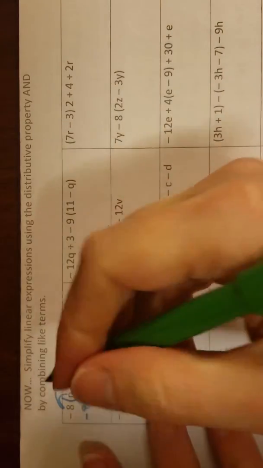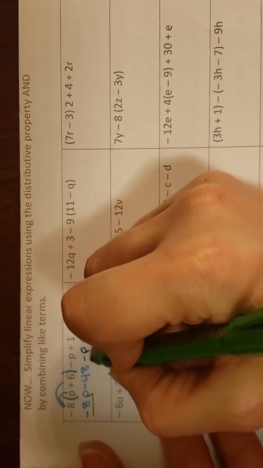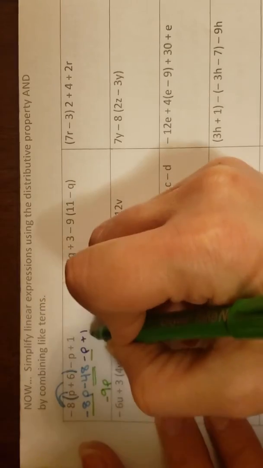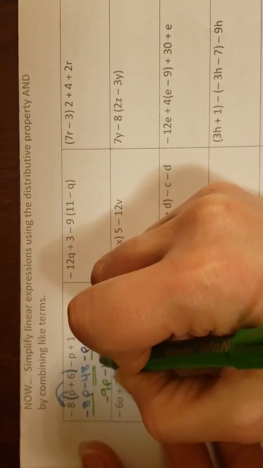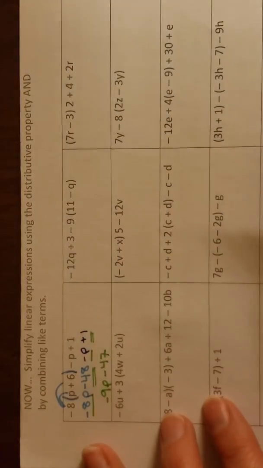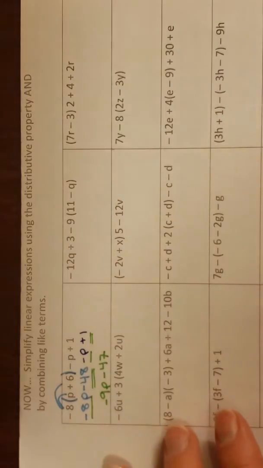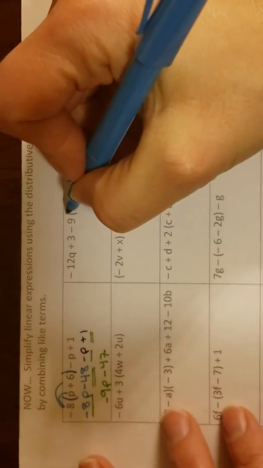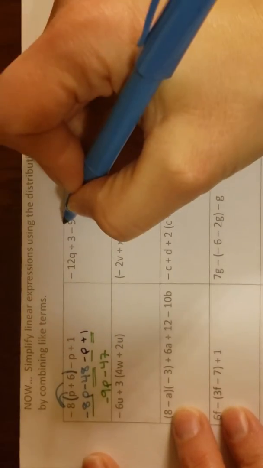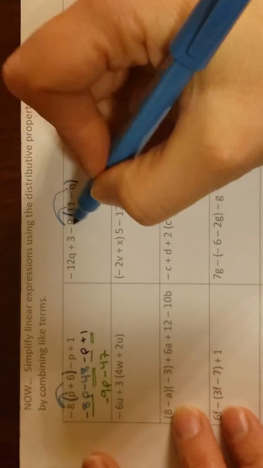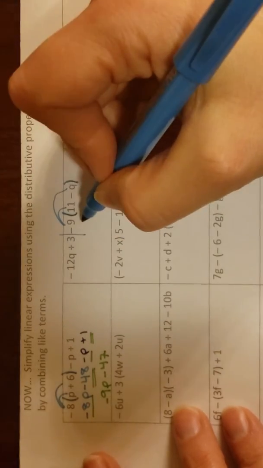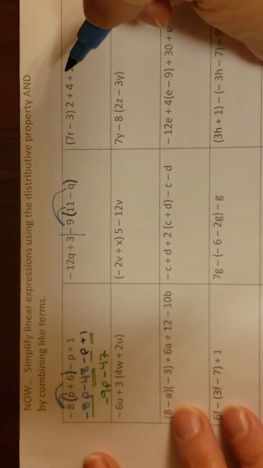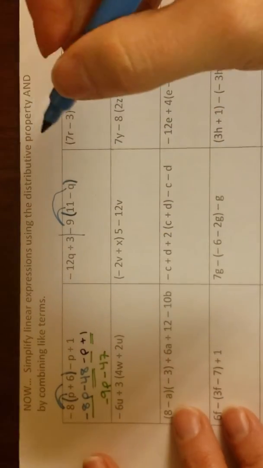So if I have negative 8p minus another p is negative 9p. Negative 48 and 1 back is negative 47. And remember, the variable comes first. Okay, so here I have negative 9, see? Negative 9 is being grouped with 11 and negative q. And the other parts are just going to come straight down.